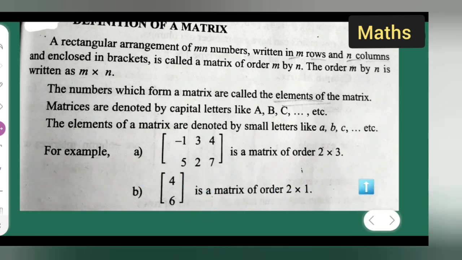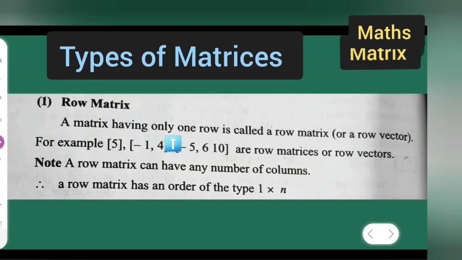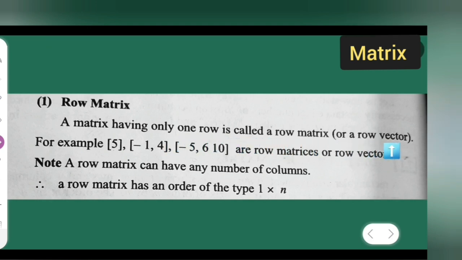Now moving towards the types of matrices. What is a row matrix? A matrix having only one row is called a row matrix or a row vector. For example, this 5 in the bracket, you all can see, it is having only one row. Then we have one more bracket, minus 1, 4, that is also one row. This is also one row: minus 5, 6, 10.